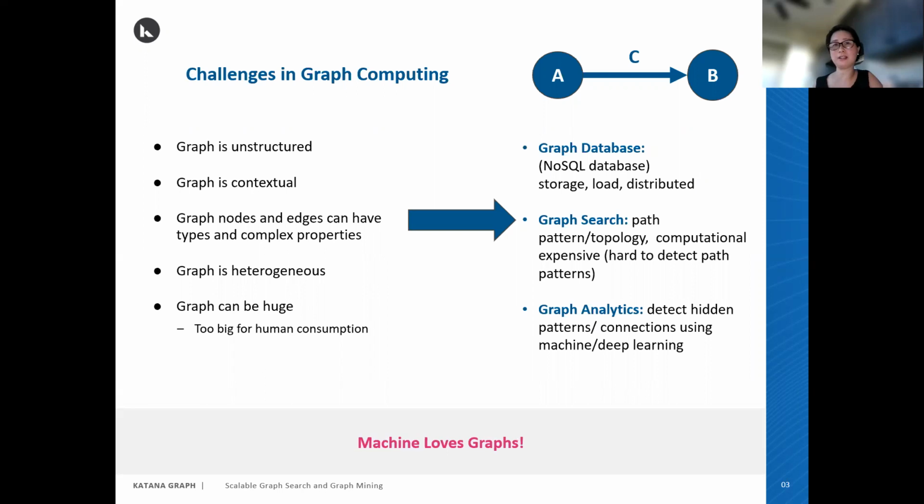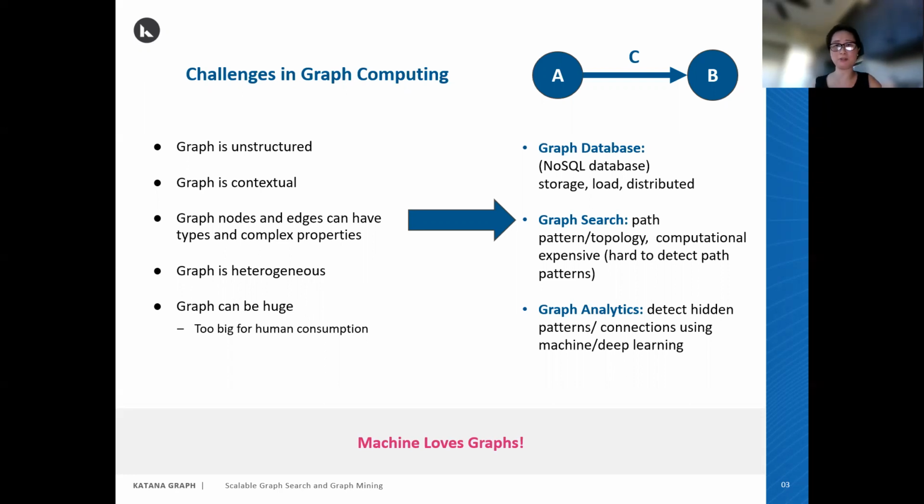There are challenges in graph computing. For instance, what is a graph? A graph is node A connected to node B through edge C. C can be directional or unidirectional, and C is often viewed as the function between A and B. Graph is unstructured, not like a common SQL relational database. Graph cannot be stored in a relational database, at least not efficiently.